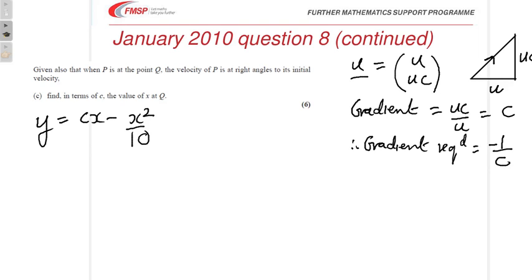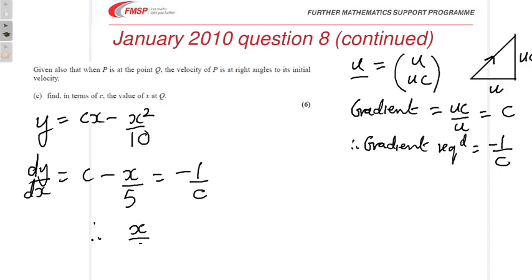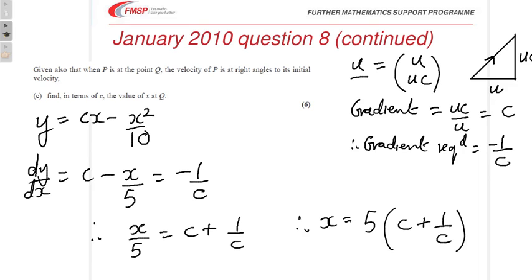So how do we get the gradient? Well, we differentiate. Now, dy by dx is c minus 2x over 10, x over 5. Well, we're nearly there now. We've got an expression for the gradient at any point on the curve. We know it needs to be minus 1 over c. So let's rearrange that. x over 5 equals c plus 1 over c. Therefore x equals 5 lots of c plus 1 over c. Yeah, that's right. That's the right answer.